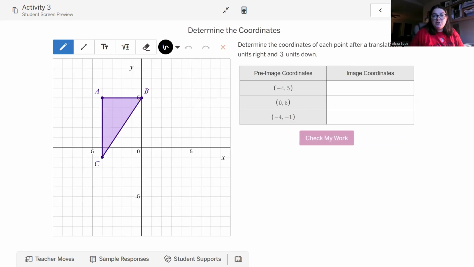So slide 9, determine the coordinates of each point after a translation 4 units right and 3 units down. So this is kind of going back to what we did with translations. You guys can do this a couple different ways. You can try and do the actual translation here. You can move each point 4 units right and 3 units down. Or you can remember what we did with the coordinates. If we go to the right on the x-axis, that means we're going to add to our x value. And if we go down on our y-axis, we're going to subtract from our y value. So I want you guys to try this on your own. I want to see, can you get this on your own without my help?